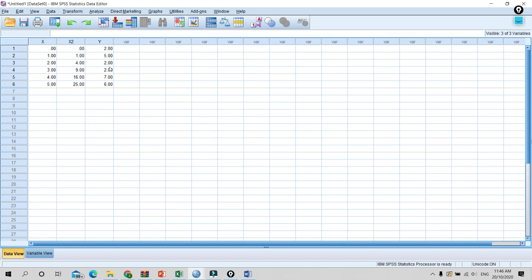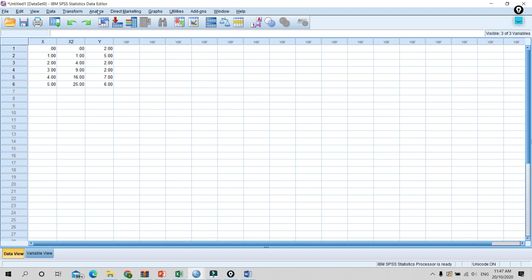Okay, I repeat again. To find the quadratic regression, you need to key in x and y, and in addition, you need to get x squared. So x squared is just the square of x: 0, 1, 4, 9, 16, and 25. You can use SPSS to calculate this if you have big values, but because these are small values, we just put 0, 1, 4, 9, 16, and 25. Then you have the y data.